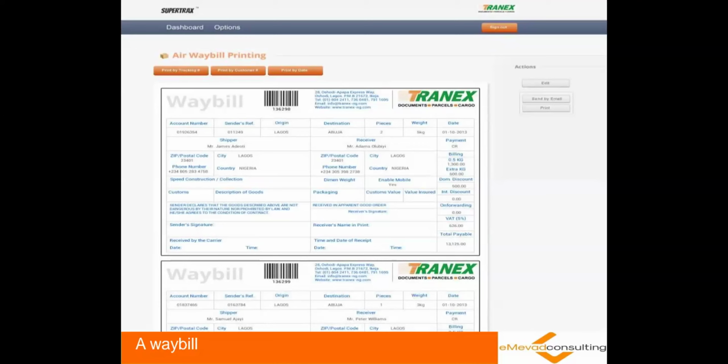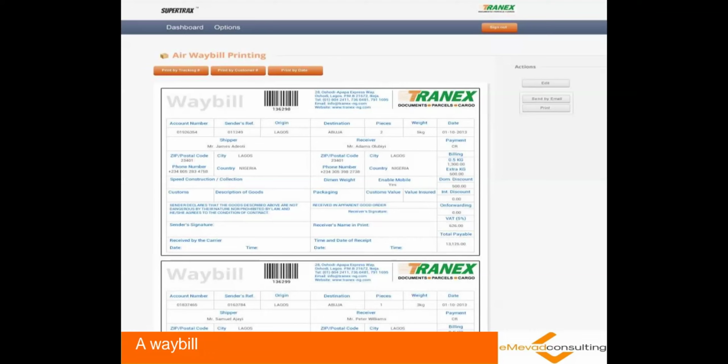This item shouldn't go beyond this class, because this way bill belongs to Tranex. It's a courier company, and they did not give me the permission to use their way bill for a class setting or for discussion or for training. So let's keep it within this class.